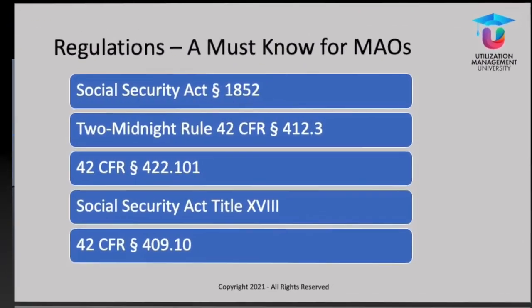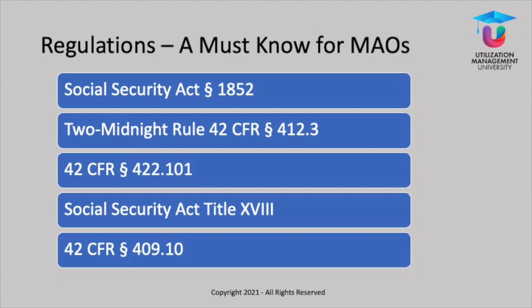Here are the 5 main regulations that are a must-know for the Medicare Advantage organizations. The MAOs don't necessarily follow these, as a matter of fact, hardly often follow these, but it has been stated that as of the beginning of 2024, the Medicare Advantage organizations are going to be responsible for following the 2 midnight rule and other federal regulations. But let's go into them.